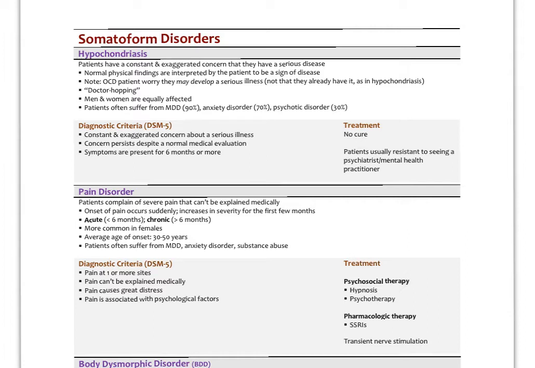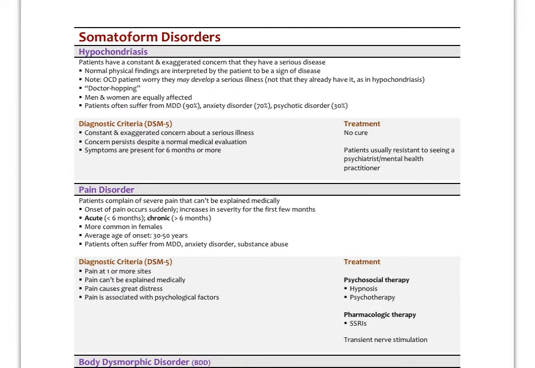They often are doctor hopping, so they're trying to get one medical opinion after another. Important to note that in OCD, patients may worry about developing a serious illness, not that they already have it. So in hypochondriasis, they think they actually have an illness, versus OCD, where they worry about getting an illness. Men and women are equally affected with hypochondriasis, and patients often suffer from major depressive disorder up to 98%, or anxiety disorders up to 70%, or psychotic disorders 30%.